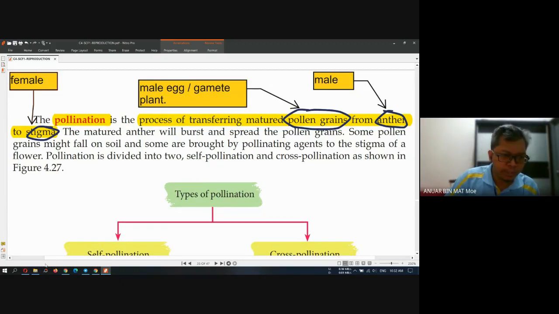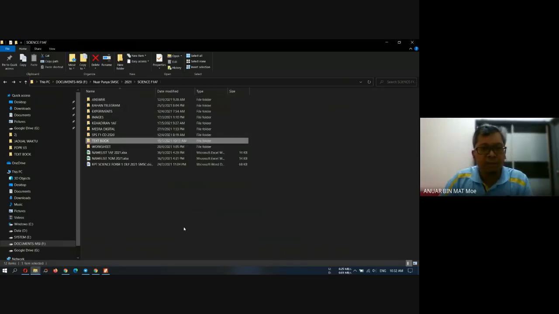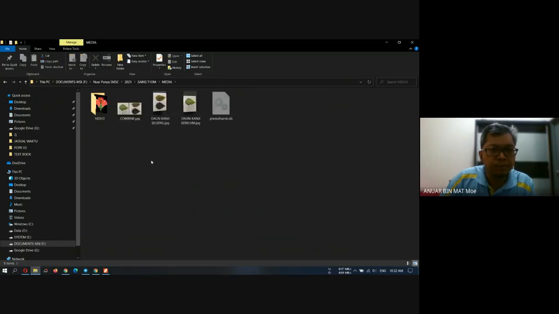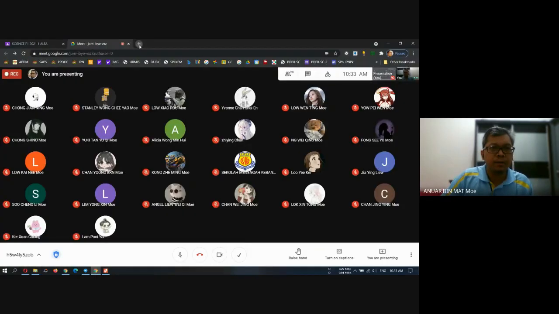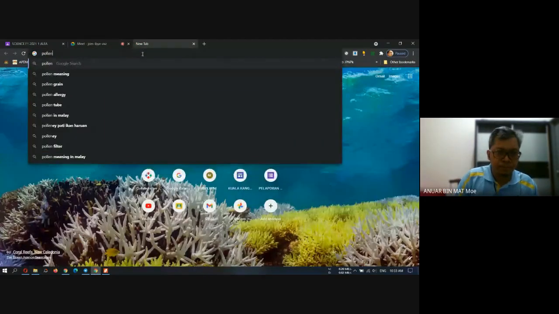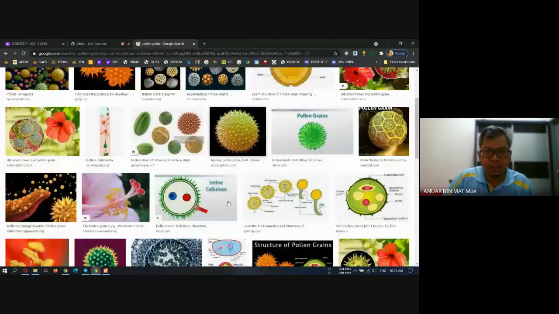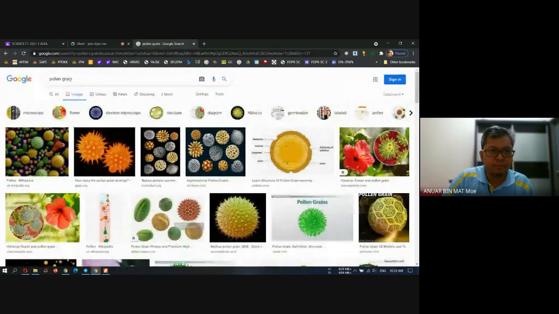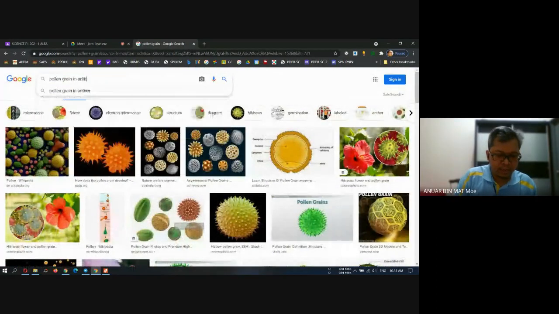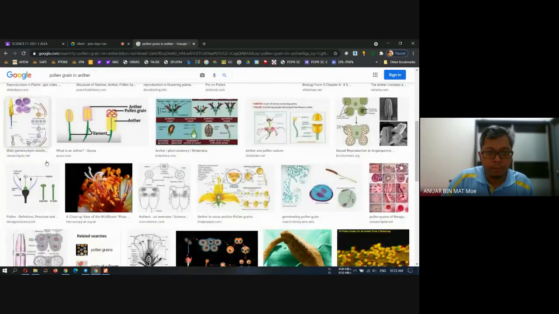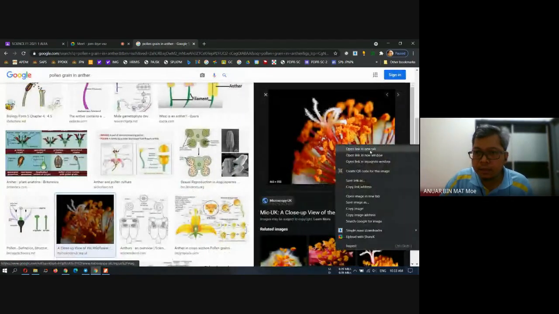Now I just want to show you some pictures of the flower. Just wait for a moment. I hope you can see this. What is the picture of pollen grain? These are pictures of pollen grain. Oh, it's very small.